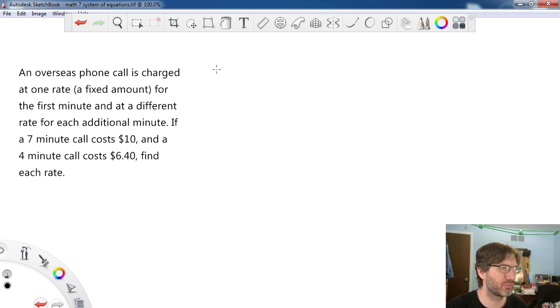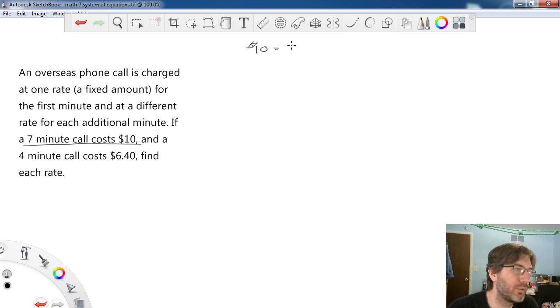So here we have an overseas phone call is charged at one rate or a fixed amount for the first minute, and at a different rate for every additional minute. So you know that your cost is going to equal your first minute plus all your additional minutes, however much that cost. That's kind of the idea that you're getting into here. Our first phone call is 7 minutes long, so 7 minutes is going to cost us $10. It says right there, 7 minutes costs $10.